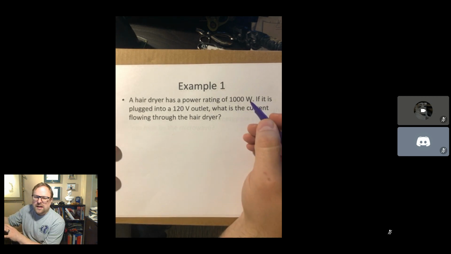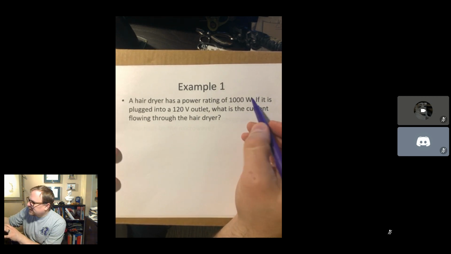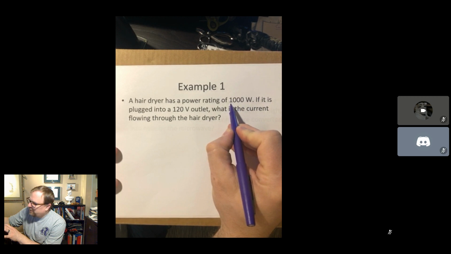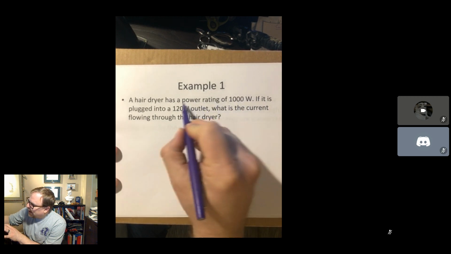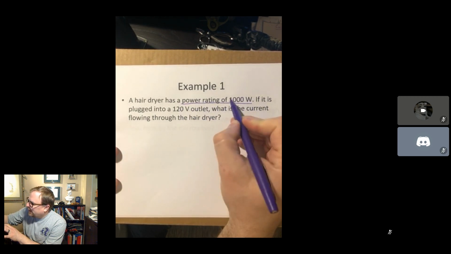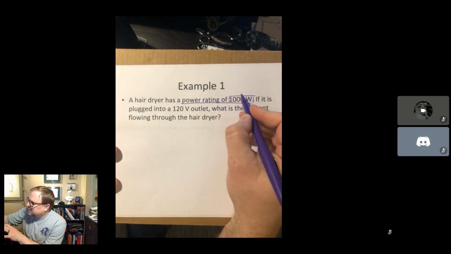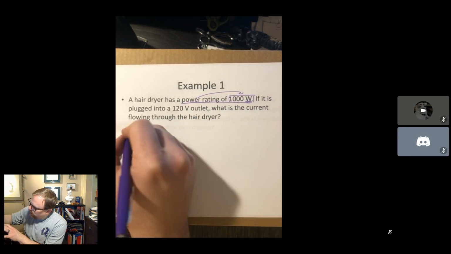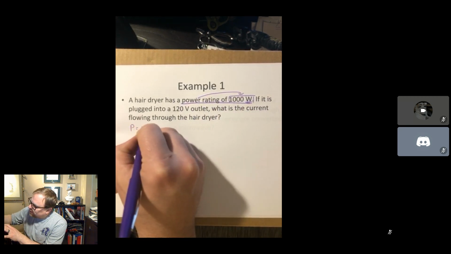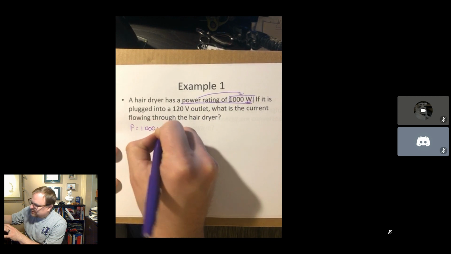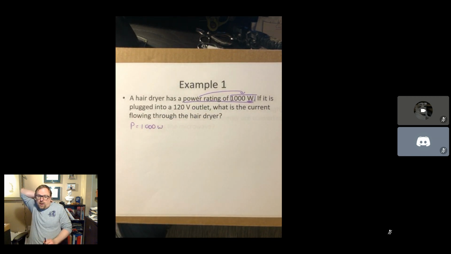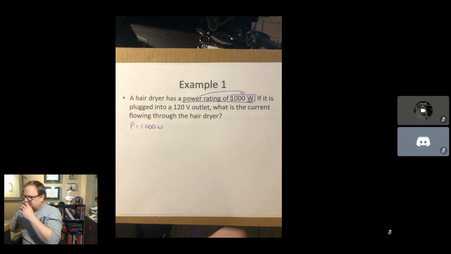Okay, so as we did with other questions before, let's analyze the question and figure out what we've got. So I see a power rating of 1,000 watts. As soon as I see power associated with this, I see the unit watts. I already know that my power in this question is 1,000 watts. So we're not being asked to figure out what power is. We're being asked in this case to figure out what current is.